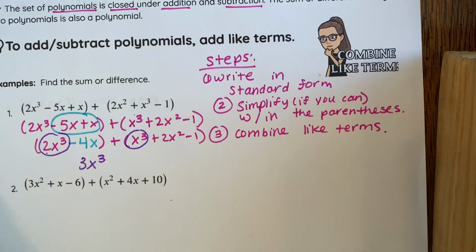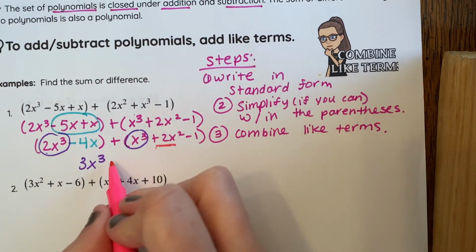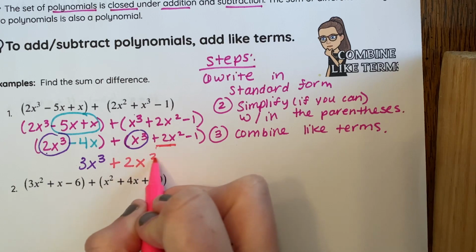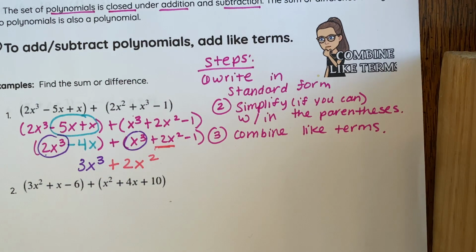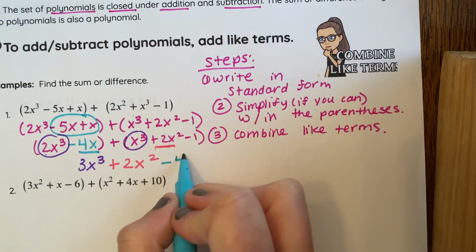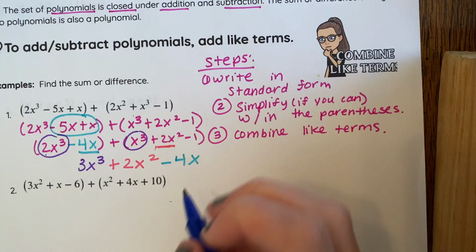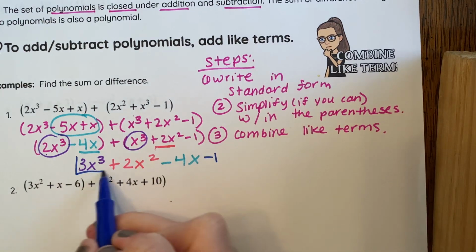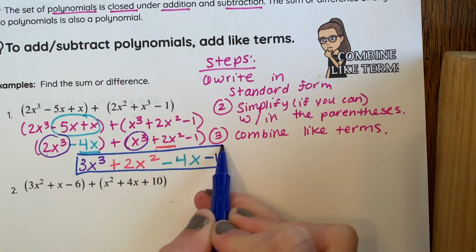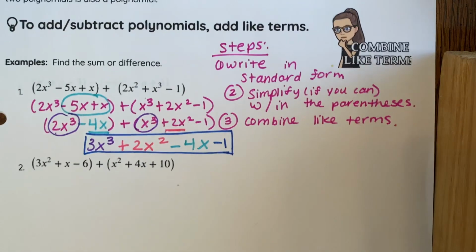Then we have the x squared next. That's just by itself. We can't combine it with anything, so we plus 2x squared. Then we have our minus 4x term here. There's nothing we can combine it with. And then finally, we have the minus 1, which cannot combine with anything. So this would be our final answer. So we write it in standard form, simplify if we can within the parentheses, and then combine like terms. Okay, so let's go to number 2.